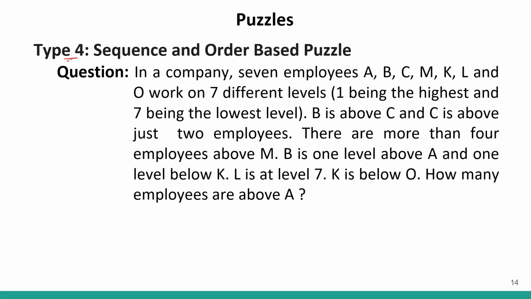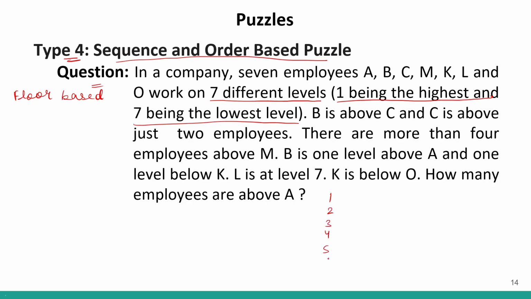Coming to type 4, which is sequence and order based puzzles. In this question, in a company, 7 employees are working on 7 different levels. So this is floor based. It is given to us that 1 is the highest floor and 7 is the lowest level. So 1, 2, 3, 4, 5, 6, 7. Correct? And 1 will be the highest level and 7 will be the lowest level.